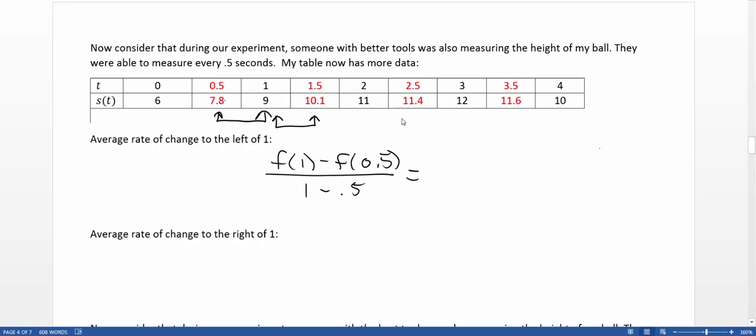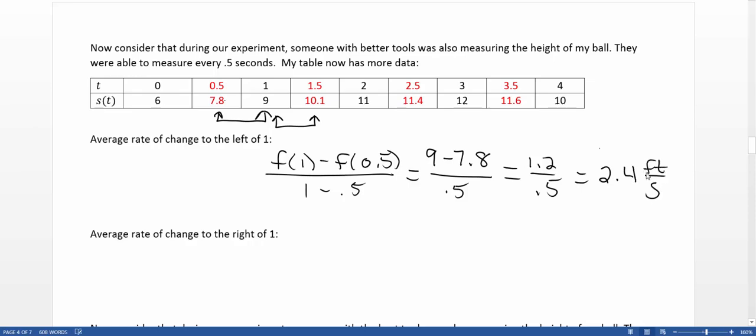So again, on the top, that means I'm going to do 9 minus 7.8 divided by, now on the bottom, 1 minus 0.5 is 0.5. So 9 minus 7.8 is 1.2 divided by 0.5 is going to give me 2.4 feet per second. So again, the units are going to be feet per second for the same reasons that we had above, because the dependent variable is in feet and time, which is in the bottom, is in seconds.